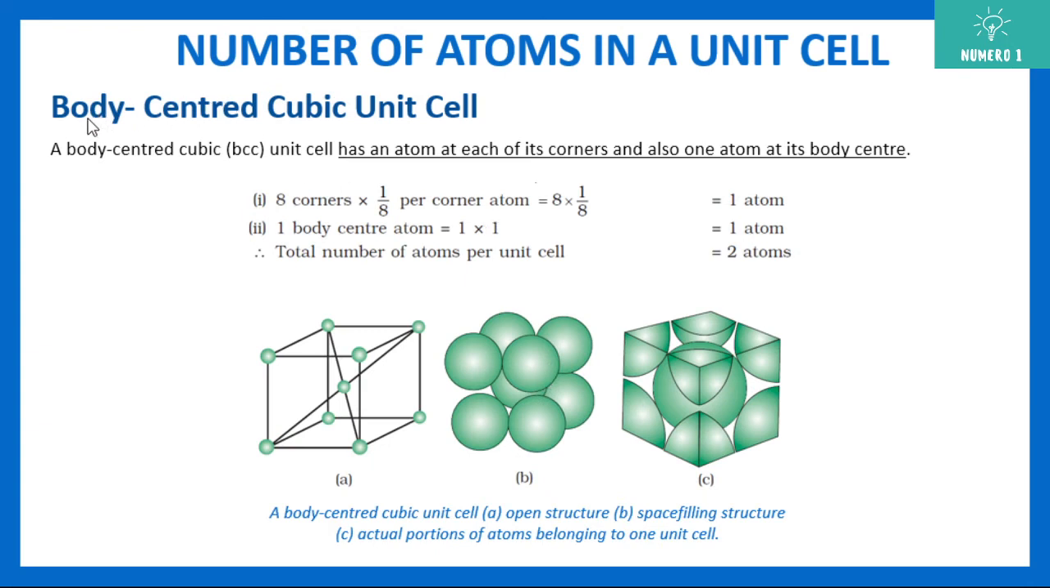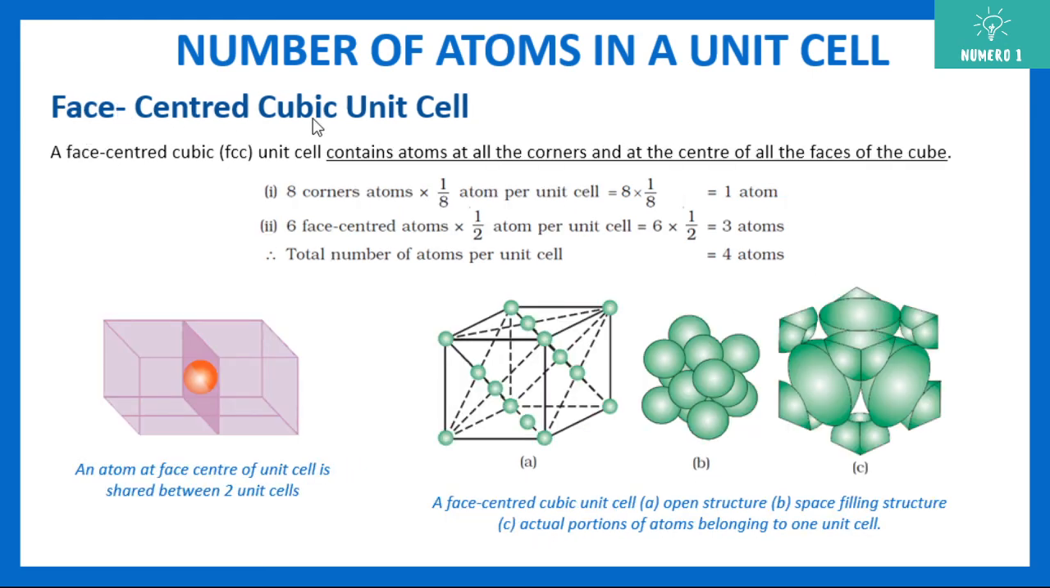So in the case of the body centered cubic unit cell, how many atoms does it contain? The BCC unit cell has an atom at each of its corners and also one at its body center. So 8 corners times 1/8 per corner gives you one atom, and one at the body center is another atom. So the total number of atoms present in a BCC unit cell, that is body centered cubic, is 2 atoms.